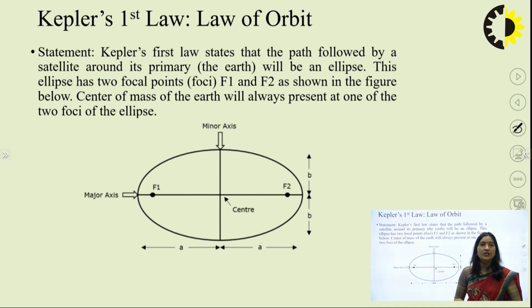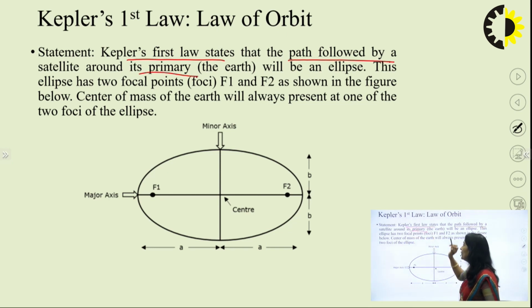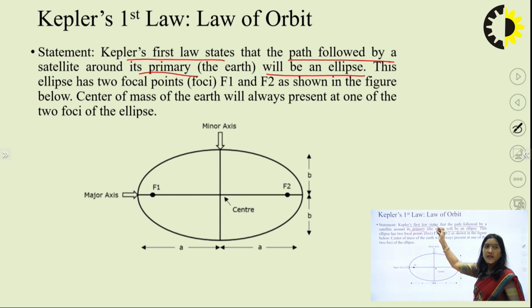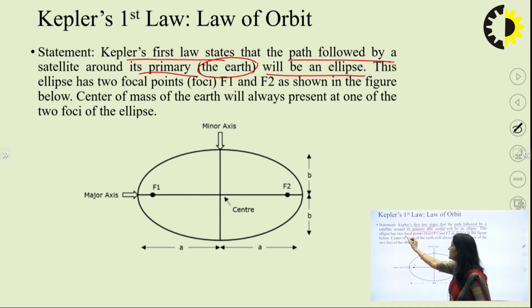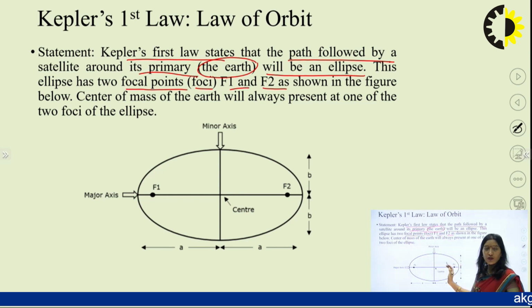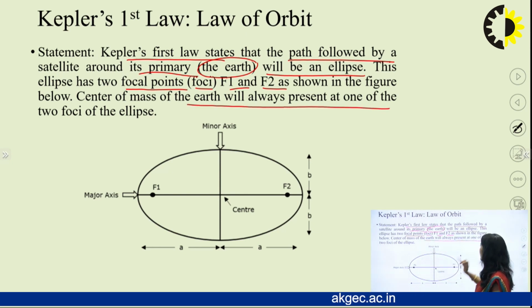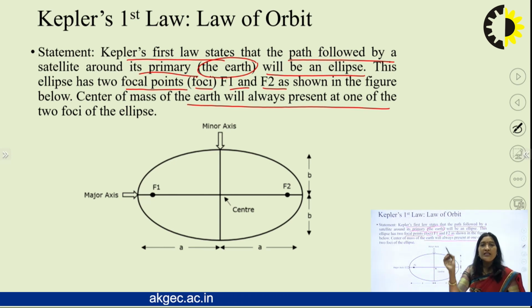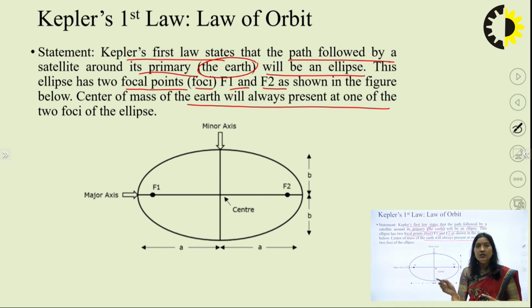The first law is Kepler's first law, which is the law of orbits. First, I am going to tell the statement of this law, and then I'll explain it. According to Kepler's first law, the path followed by a satellite around its primary will be an ellipse. For an artificial satellite, the primary will be the Earth. This ellipse has two focal points, or foci, F1 and F2, as shown in the figure. The center of mass of the Earth will always be present at one of the two foci of the ellipse. So any smaller body which is revolving around a heavy body will always form an elliptical orbit, with the heavy body at one focal point of that ellipse.